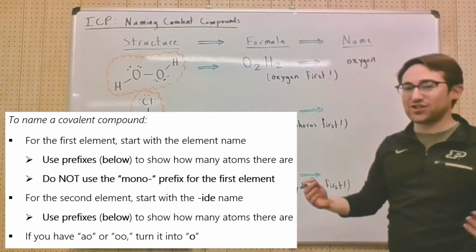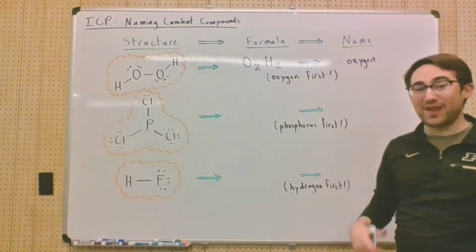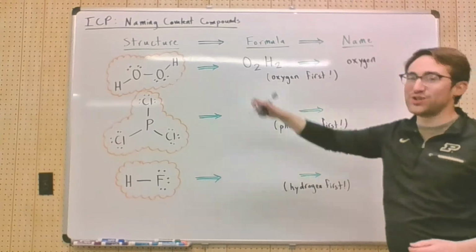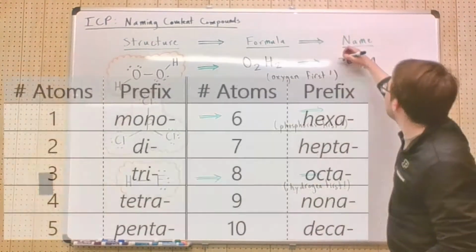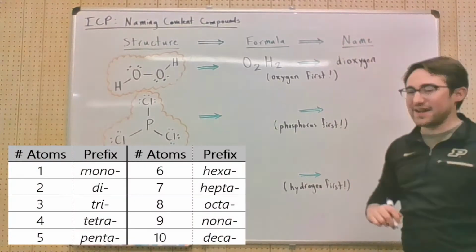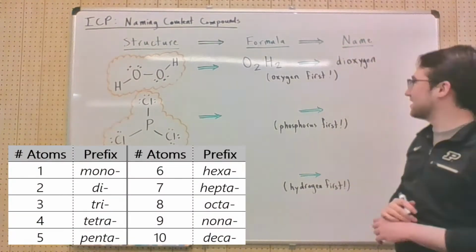So I start with oxygen. I use a prefix to say how many there are. In this case, there are 2. The prefix for 2 for covalent compounds is di. Di. So dioxygen is the first part.